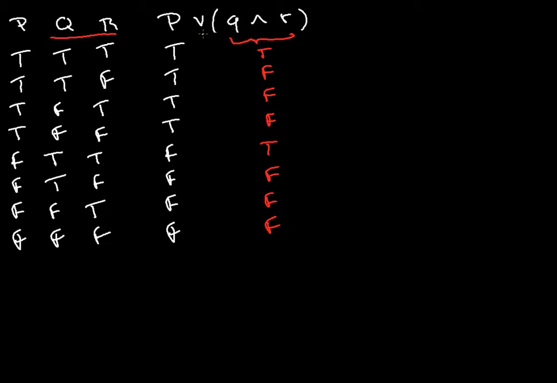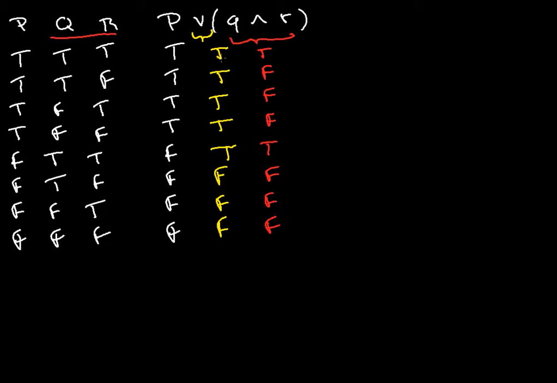These two columns that we've already written out. So true or true, that's just going to be true. True or false. Anything that has a true in it is going to be true. So we can just look for T's. And now we notice the bottom three are all F's. So the top 5 are trues, the bottom 3 are falses.